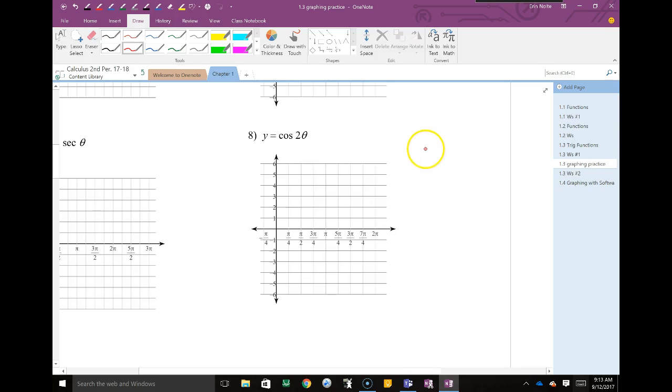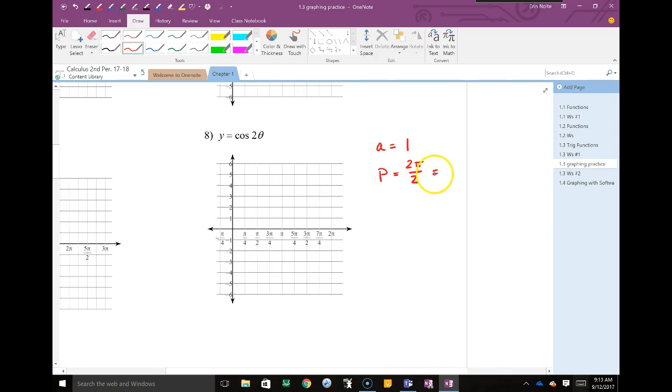Let's start by listing the amplitude. What's the amplitude? 1. What's my period? Good. 2 pi over 2. Everybody see where we get the 2 from? So everybody agree that's pi. We have no shifts and we have no asymptotes, so you don't have to list those.